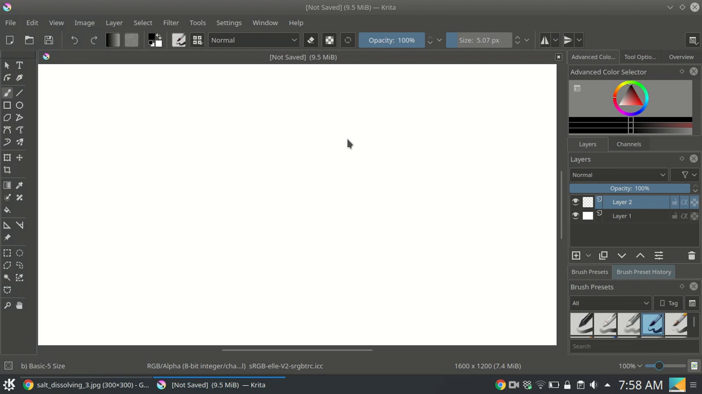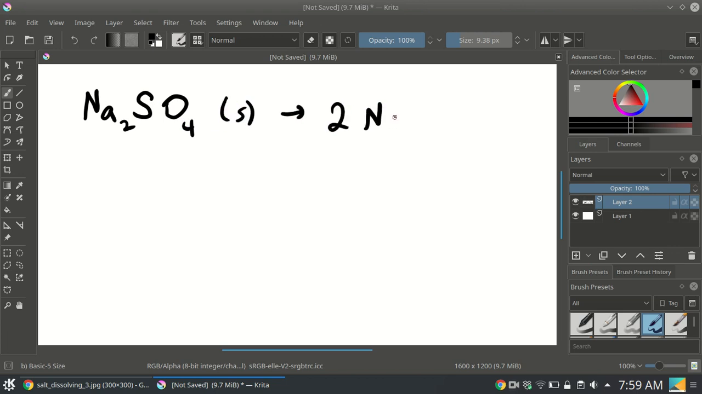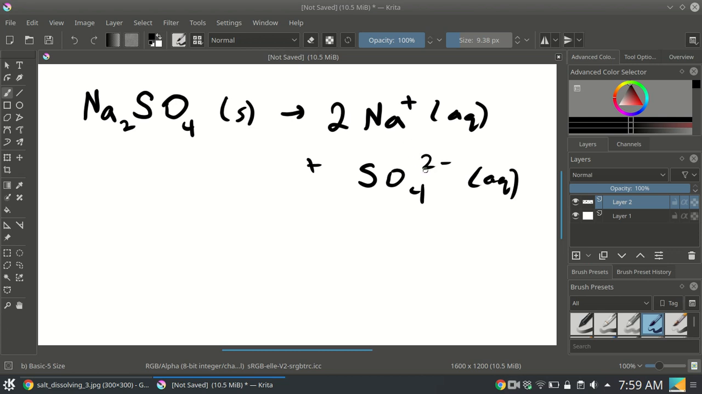That means that suppose you have something a little larger, like sodium sulfate. If you dissolve this in water, you're going to get two sodiums dissolved in water plus one sulfate dissolved in water. All right? That's a lot of stuff dissolved in water.